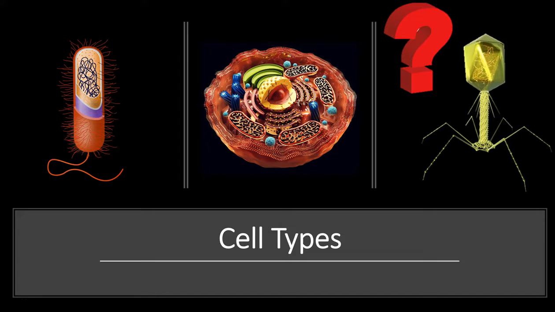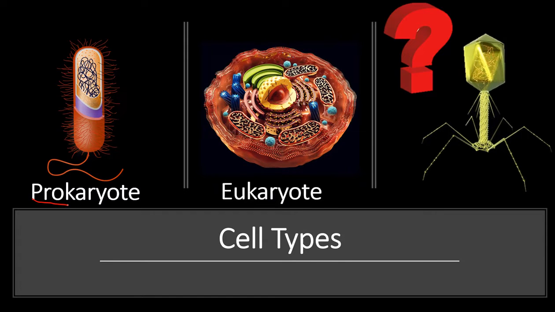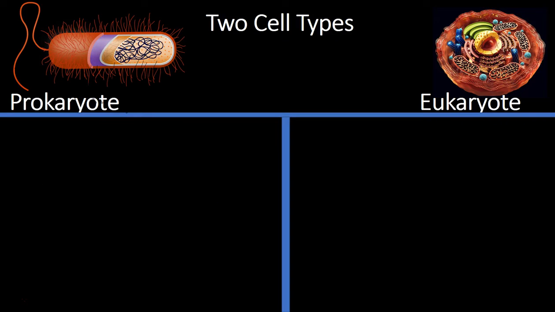Hey, today we're going to talk about cell types. There are actually two cell types that we're going to talk about. The first one is called a prokaryote, and the second one is called a eukaryote. This third one over here off to the right is actually not a cell type, it's a virus. Viruses aren't considered living things, and we'll talk more about those in just a moment. Let's go over the prokaryotes and the eukaryotes.